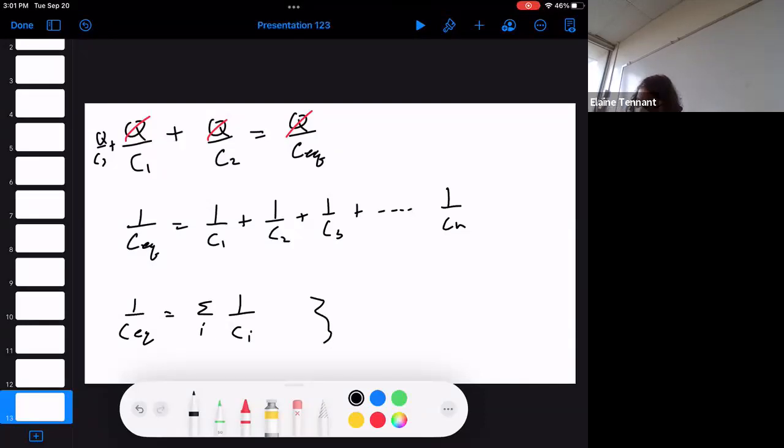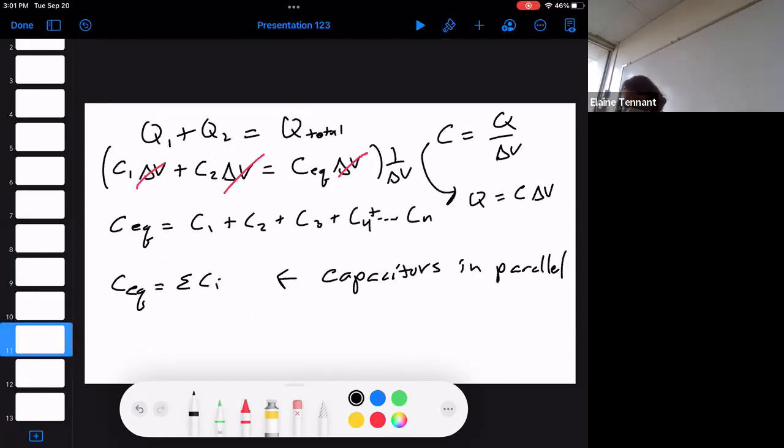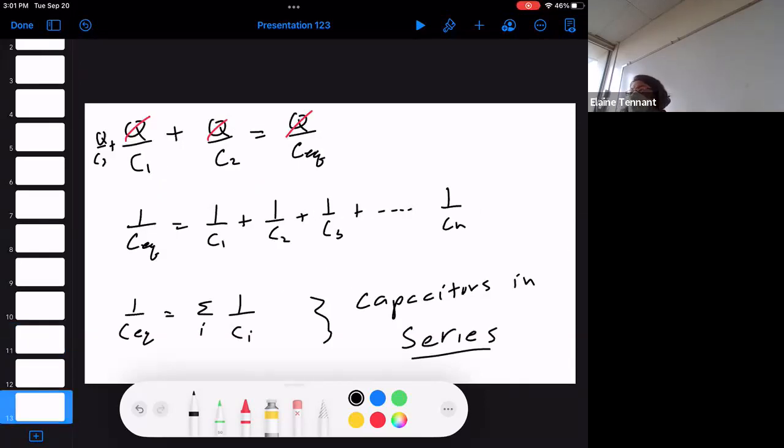This only works for capacitors in series. So when you're looking at a circuit and trying to find the equivalent capacitance of something, one of the big things is to identify: are these capacitors in parallel or are they in series? Because you're going to use a different equation depending on which one is true. Is that okay?